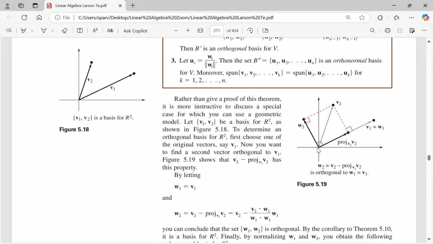So here's vector W. This is V1, this is V2. The projection of V2 onto V1. This is V2, V1 is in this direction. That would be W1, the projection of this vector over here. W2 goes from the projection of V2 onto V1 to V2. So W2 is V2 minus the projection of V2 onto V1.